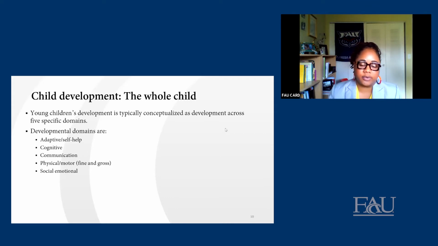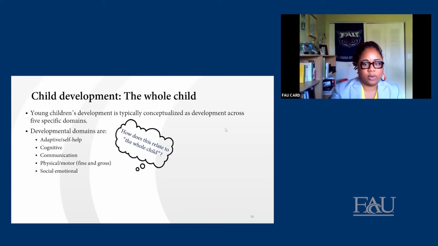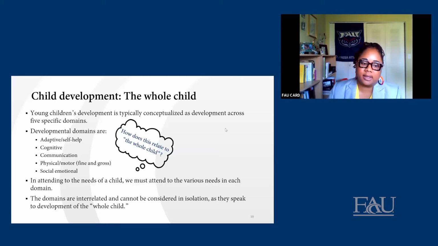And social emotional refers to skills that allow children or young adults, anyone, to engage with others and to understand the social emotional rules, understand their own feelings and others' feelings. So with that said, I want you to think about how this relates to the whole child. It refers to the whole child in that all of these systems are working simultaneously for the child to function in this society or in their context, in their environment, whether that's learning, school, home. So in attending to the needs of the child, we must attend to these various needs across all domains.